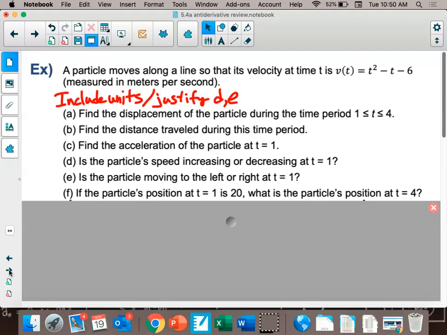Y values can be whatever you want. Negative 10 to 10 is standard. But I like the x values to only be 1 to 4 so that if there are other solutions that are outside of what you're supposed to be looking at, you're not distracted by them.